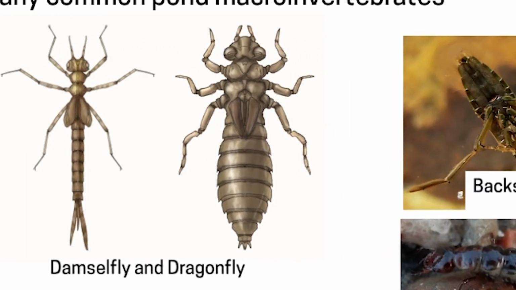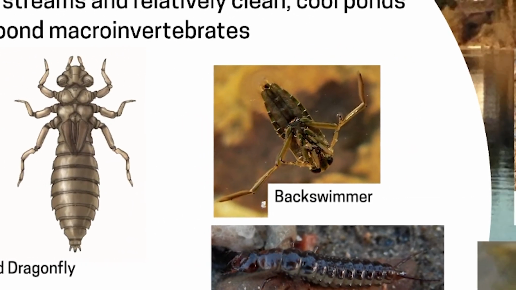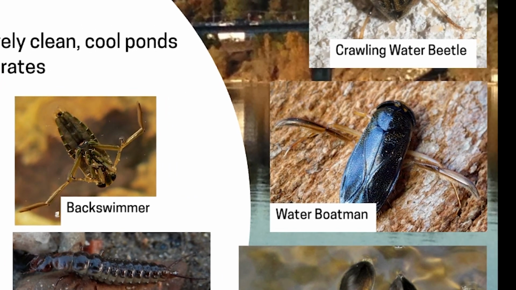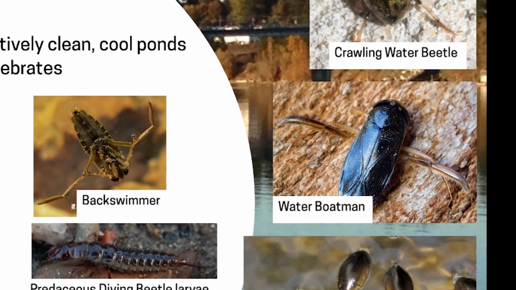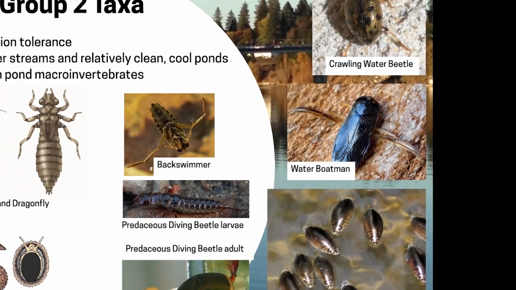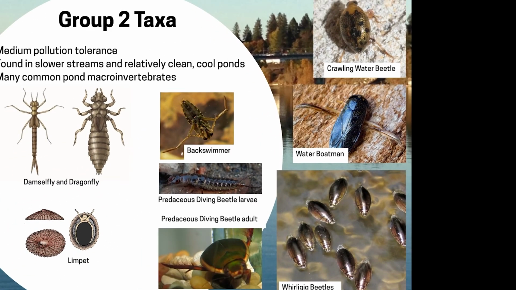Lots of different types of beetles inhabit slower streams and ponds with medium water quality. Backswimmers and water boatmen are very common. Crawling water beetles, whirligig beetles, and predaceous diving beetles are often found in ponds too. Now some of these can bite, so it's best to handle them with forceps or a plastic spoon.